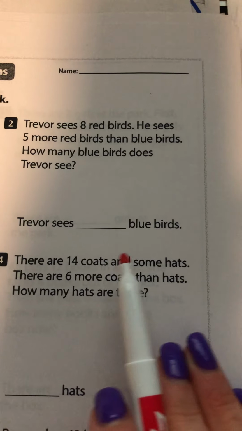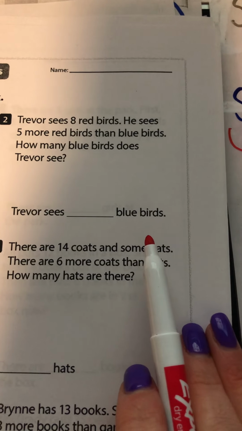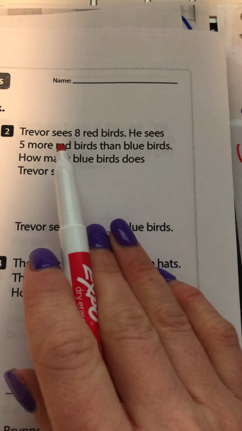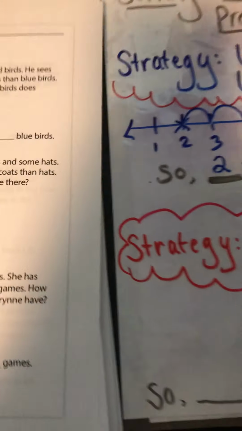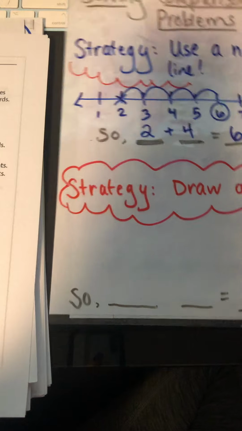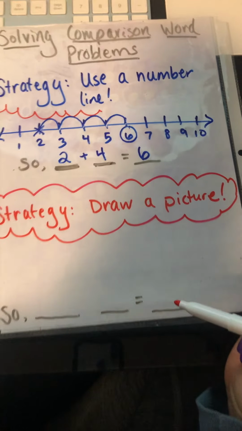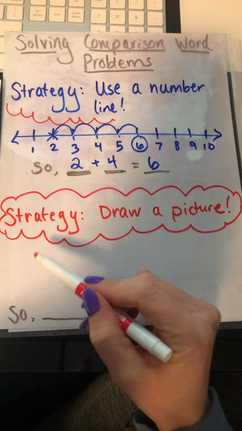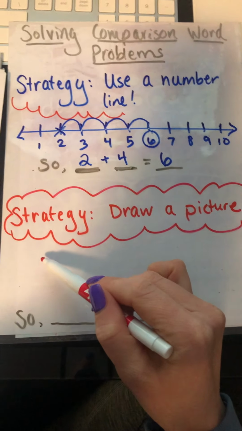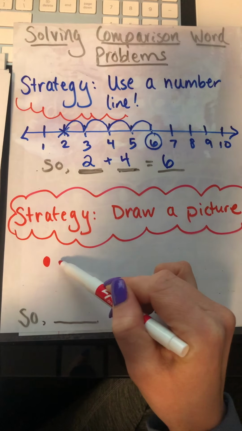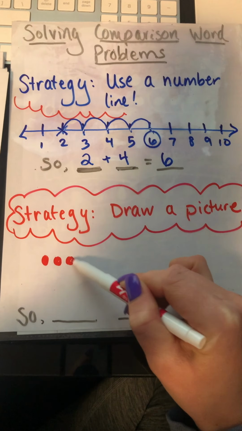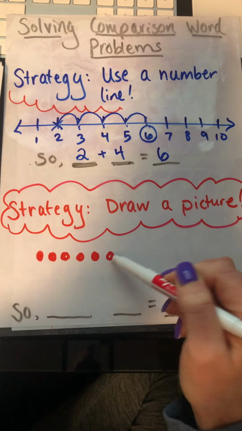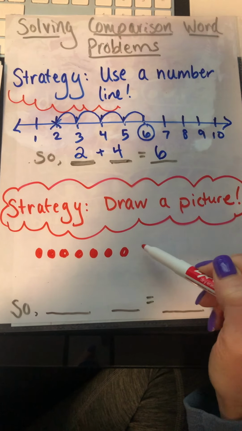Trevor sees blank blue birds. So we're trying to find out how many bluebirds there are. We know for a fact it says here that he sees 8 red birds. So we're going to start with, what do we know? Well, we know there's 8 red birds. Now I'm not going to take the time to draw birds. That takes too long. So I'm just going to draw a dot for each bird. So I need 8 dots. 1, 2, 3, 4, 5, 6, 7, and 8.